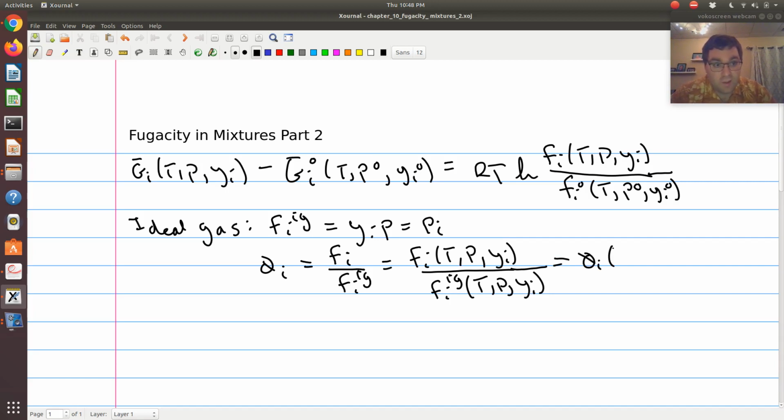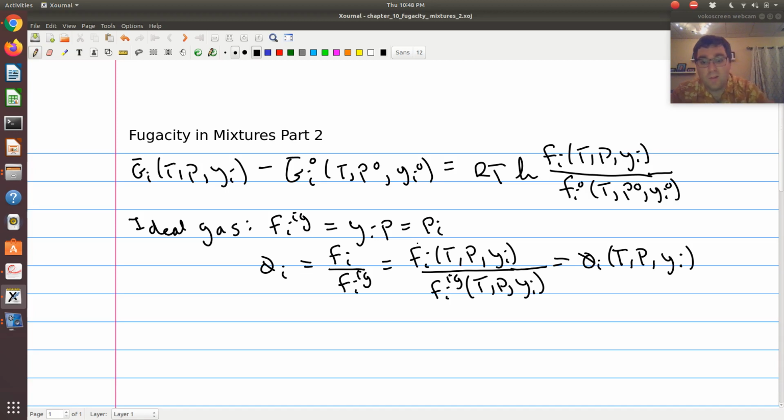And for completeness, my fugacity coefficient is also by definition at that same T, P, and y_i. So the fugacity coefficient is still defined as fugacity relative to that of an ideal gas, only now my fugacity of an ideal gas is going to be equal to partial pressure, y_i times P.